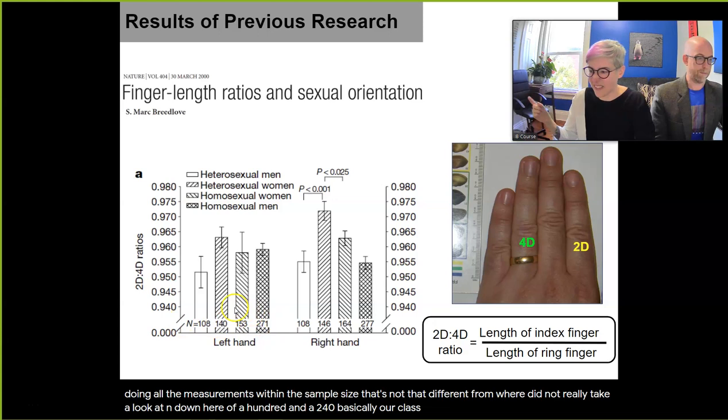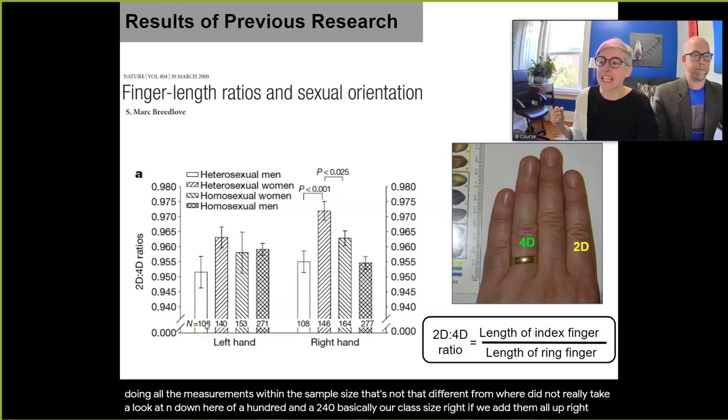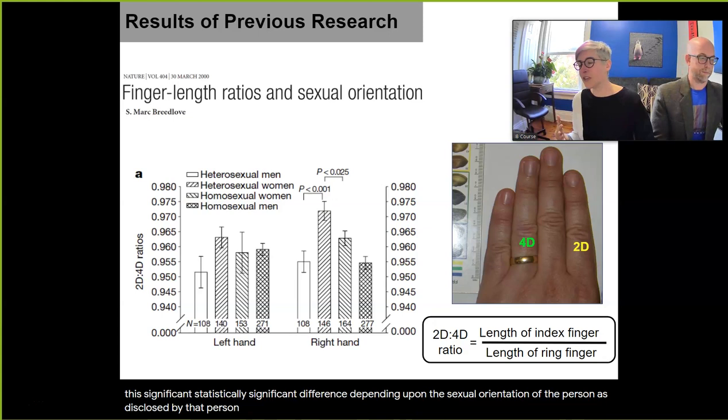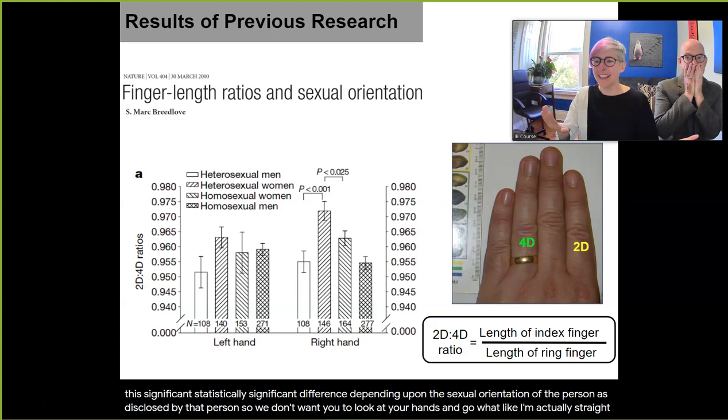If we add them all up, they found that there was this statistically significant difference, depending upon the sexual orientation of the person as disclosed by that person. So we don't want you to look at your hands and go, what? Like, I'm actually straight? No. No.